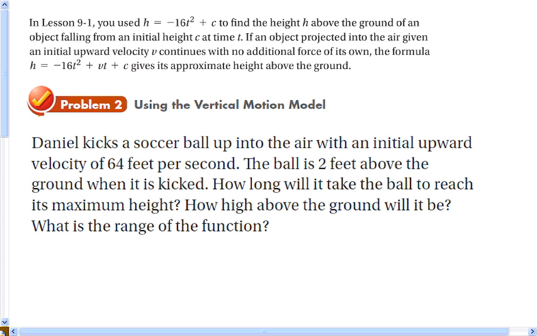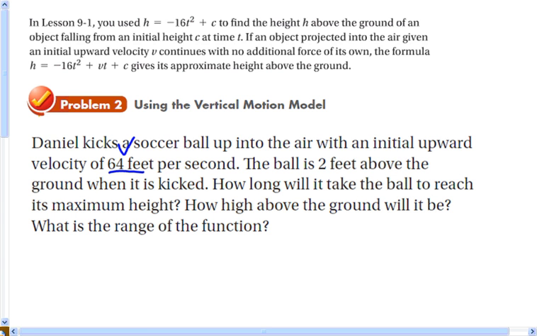So Daniel kicks a soccer ball up into the air with an initial upward velocity of 64 feet per second. So that's v. The ball is 2 feet above the ground when it is kicked. How long will it take for the ball to reach the maximum height? How high above the ground will it be? What is the range of the function?